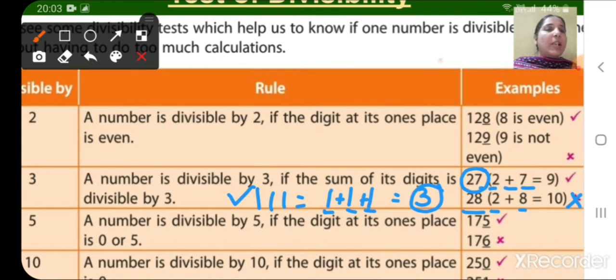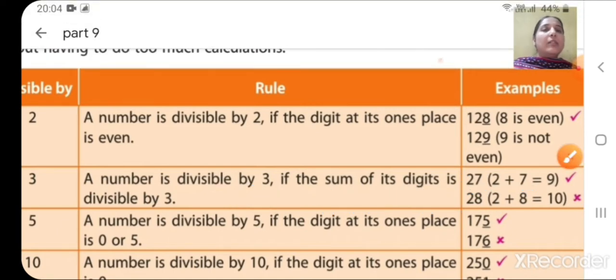Okay. Simply, you have to just add the digits in the given number and see whether that sum is divisible by 3 or not. Then if it is divisible by 3, then that whole number will be divisible by 3. Okay. Now we will see divisibility by 5.